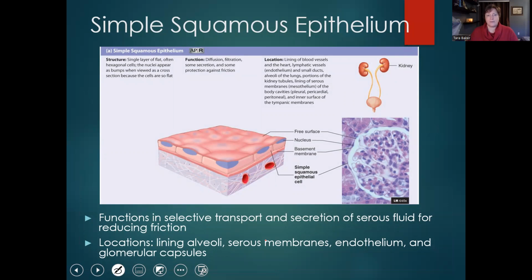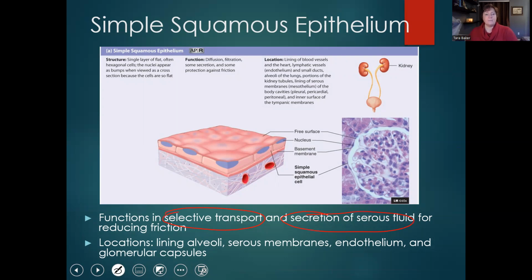The function of simple squamous epithelia is going to be selective transport, which we talked about, and also secreting serous fluid. We talked in the last chapter about serous membranes and the serous fluid around the heart in the pericardial cavity. All the different cavities of the body are lined with serous membranes, and there's serous fluid around each one. The fluid is made by these simple squamous cells.